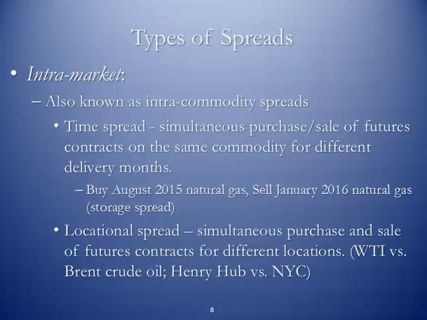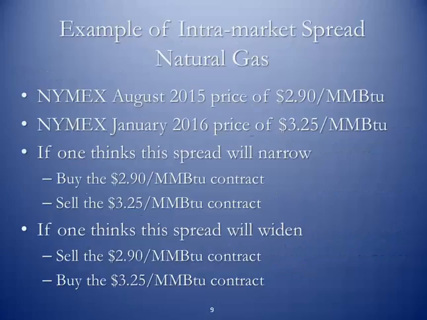Then we also have locational spreads. This would be the simultaneous purchase and sale of futures contracts for different locations. So for instance, in terms of crude, we could use the WTI versus the Brent crude pricing. And for natural gas, we could use Henry Hub versus, say, for instance, New York City.